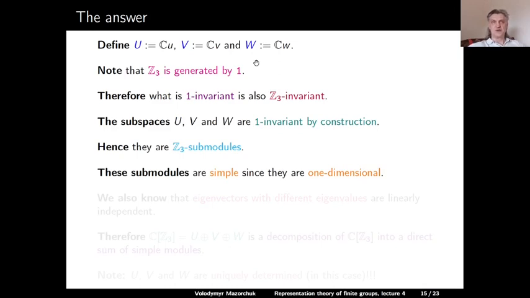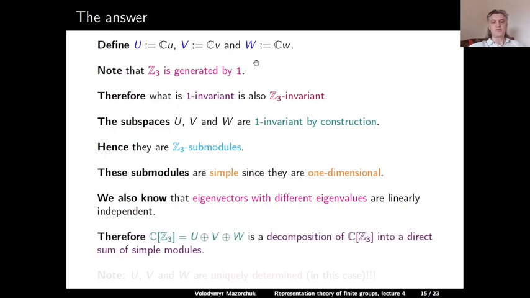So these three submodules correspond to three eigenvectors which correspond to 3 different eigenvalues. And we know that eigenvectors which correspond to different eigenvalues must be linearly independent. So therefore, the regular module for Z3 decomposes as a direct sum of U, V, and W. So this is the decomposition of the regular module into a direct sum of simple modules.